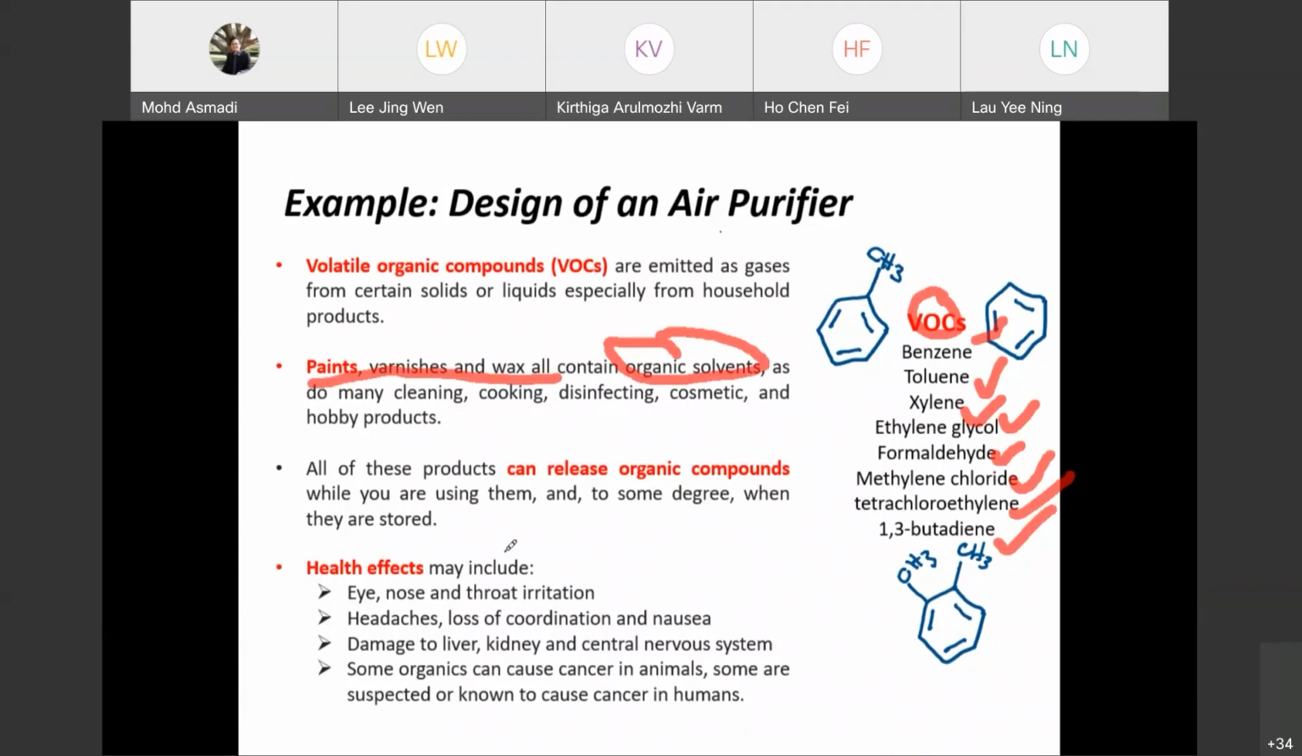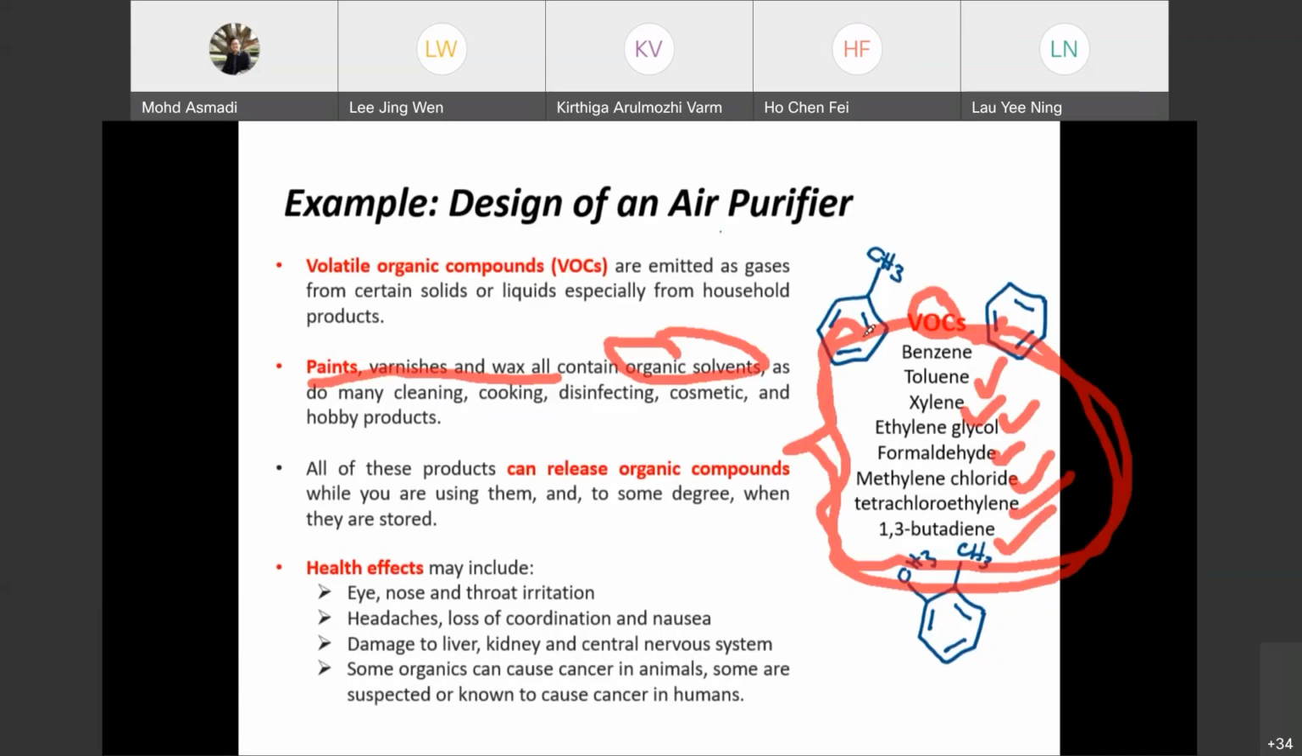What is the effect to your body and also to the environment? If you look at here, there is effect to eye, nose, and throat irritation, headache, damage to liver and also kidney, and some organics can cause cancer. That's why if you can find a component that can replace these carcinogenic components, you should use that alternative, which is less hazardous and more environmentally friendly.